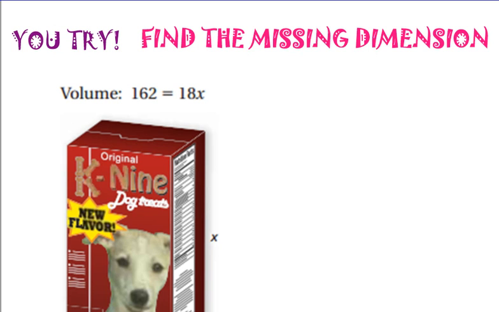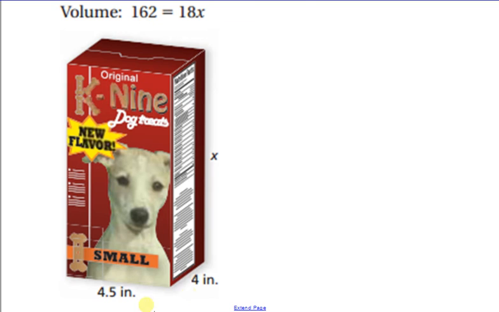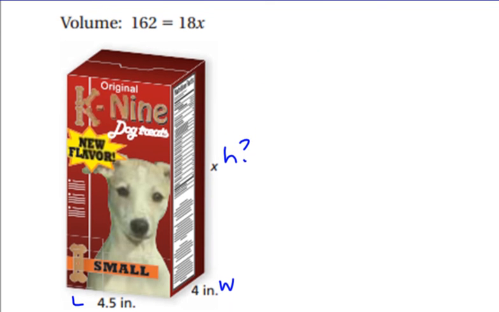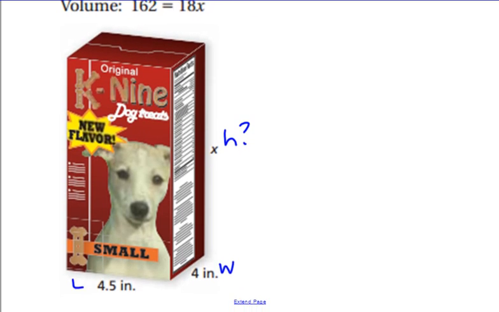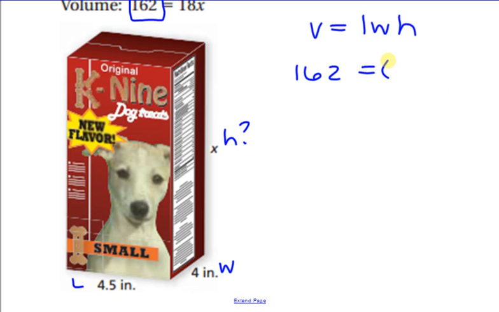All right, let's try some examples. I know this says you try, but we're going to do it together. Okay? So we have the length, we have the width, but we're missing the height. So here we go. Oh, and it tells us our volume is 162. So we have volume equals length times width times height. So 162 equals, our length is 4.5, our width is 4, and we don't know the height.